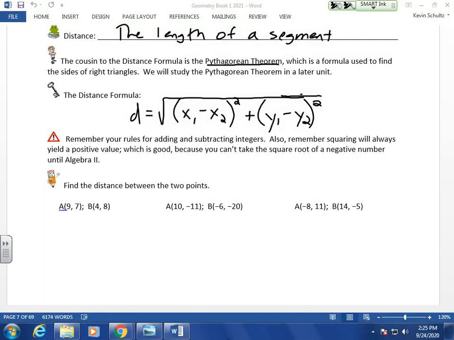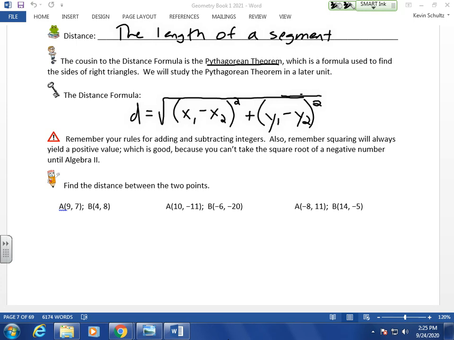My caution here is remember your rules for adding and subtracting integers. Also, remember squaring will always yield a positive value. So even if x1 minus x2 is negative, when you square it, it'll end up being positive, right? Because a negative times a negative is a positive. Plus another positive.